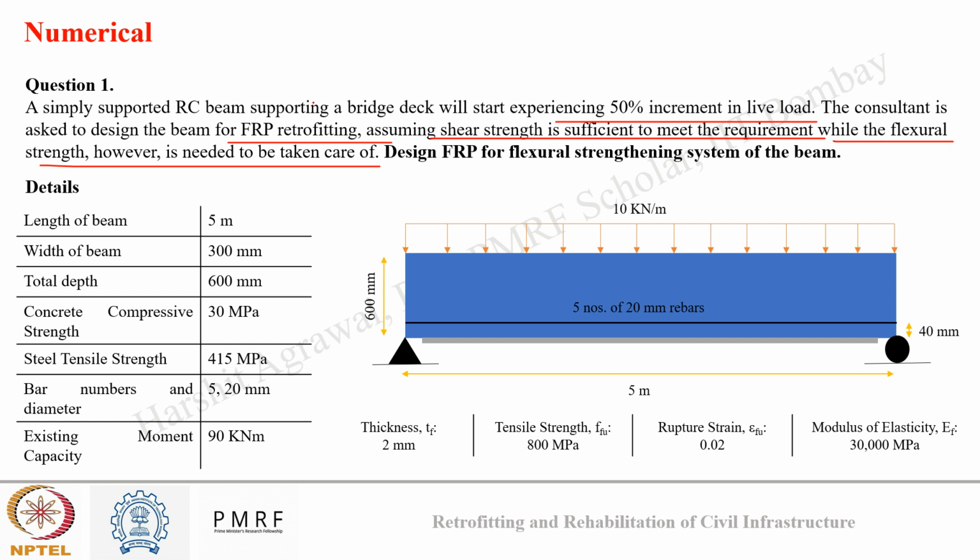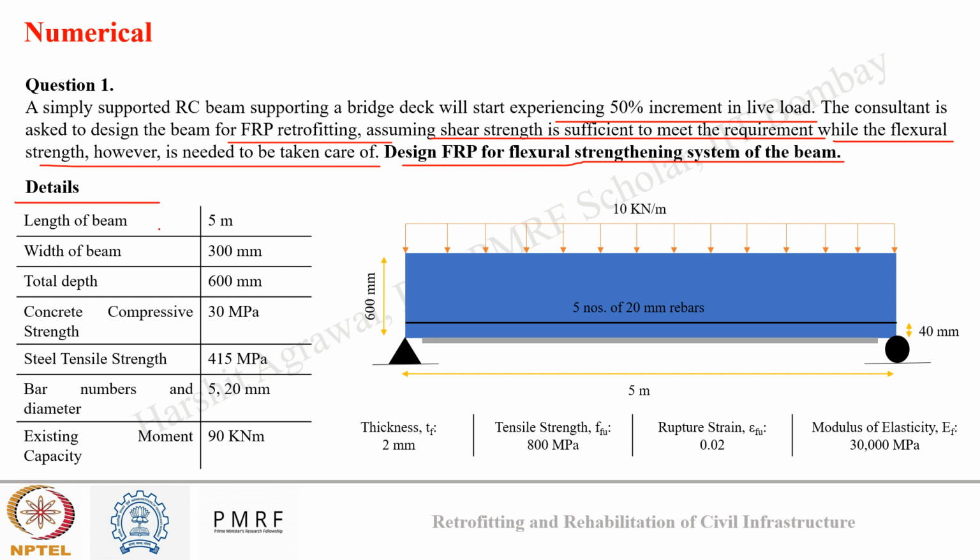So in the question, it is given that 50% increment in live load is happening. The shear strength of the structure is sufficient. We don't need to worry about that. We need to worry about the flexure strength, and for that we need to design the FRP retrofitting. So we need to design FRP for flexure strengthening of the beam.